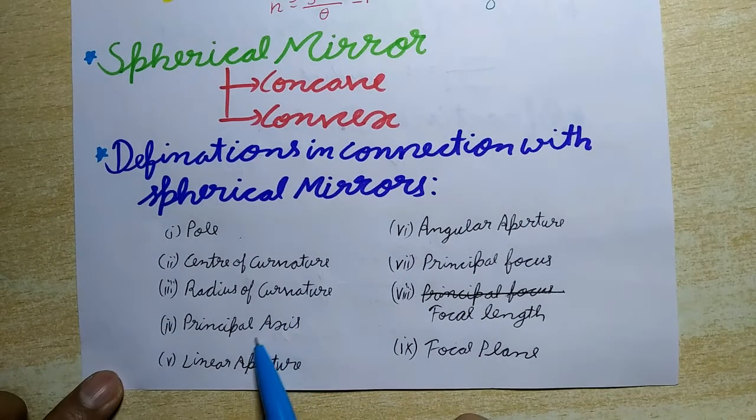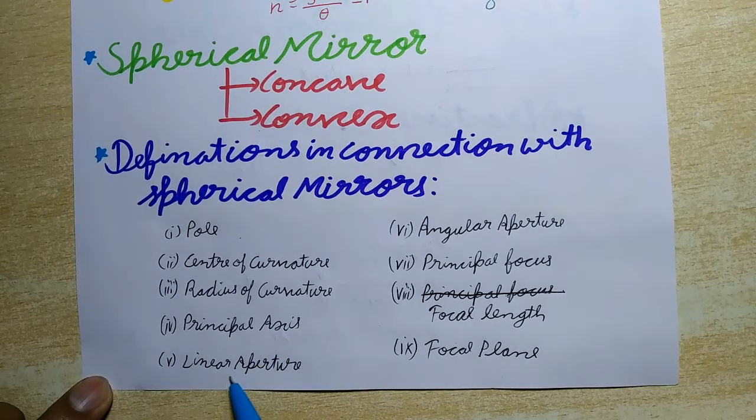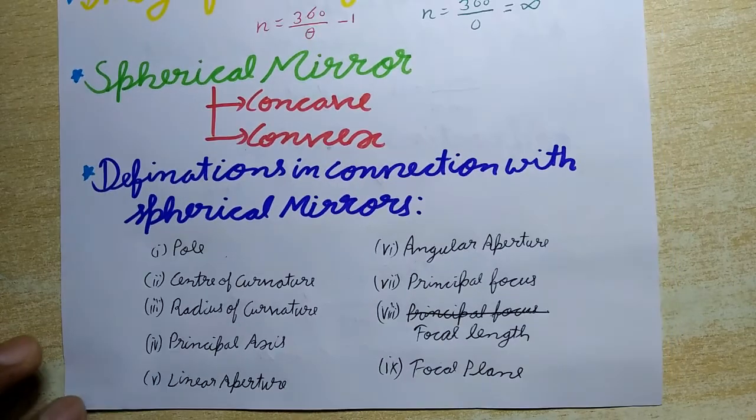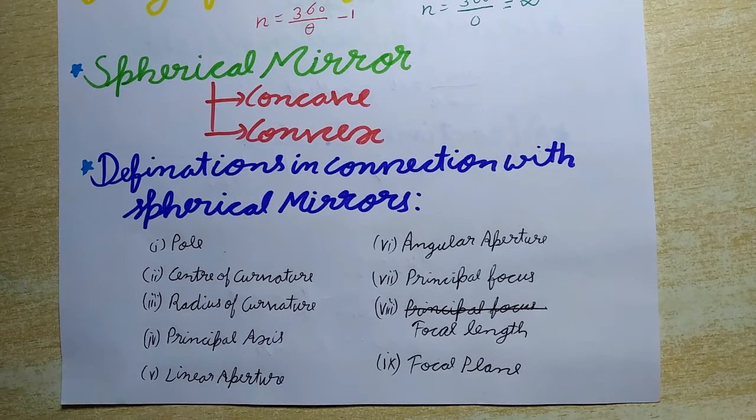Now next is principal axis. The line PC passing through the pole and the center of curvature of the mirror is called the principal axis. Fifth is linear aperture. It is the diameter of the circular boundary of the spherical mirror. Now sixth is angular aperture. It is the angle subtended by the boundary of the spherical mirror at its center of curvature C.